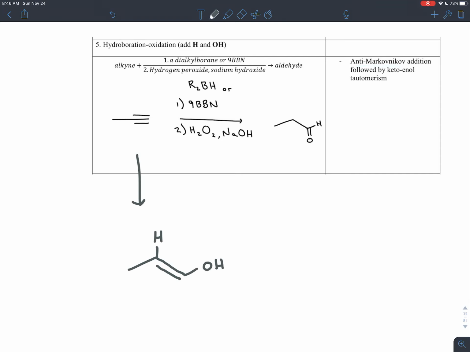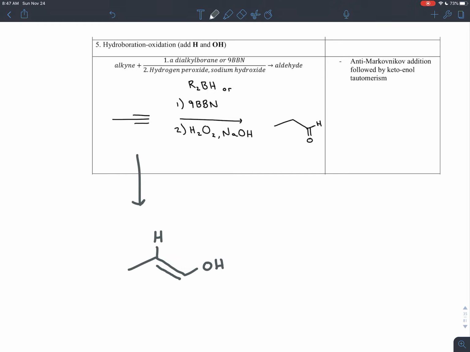So what we saw in the previous chapter was that when you do hydroboration-oxidation, so some sort of boron molecule, in the previous chapter it was BH3 stabilized by tetrahydrofuran. In this chapter it's a little bit different, we'll talk about that in a second. But it's some sort of boron compound followed by hydrogen peroxide and sodium hydroxide. You add H and OH in an anti-Markovnikov way, and you lose one pi bond. So that's what's happening here.